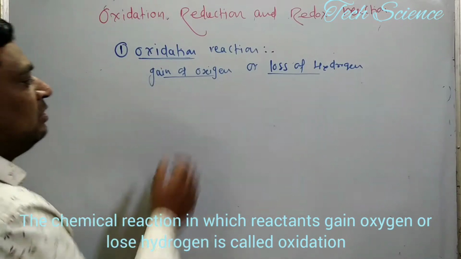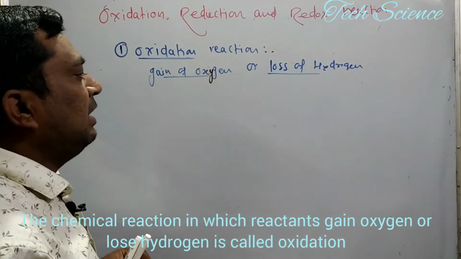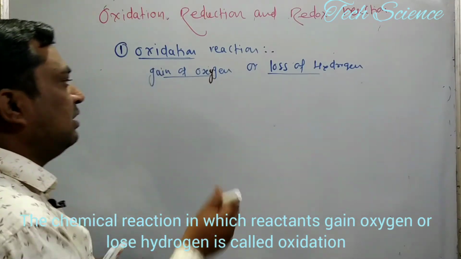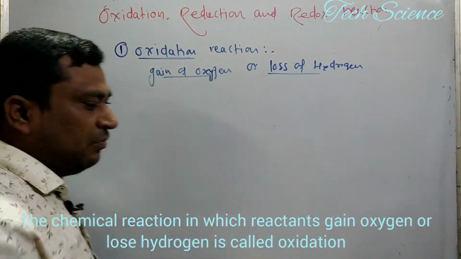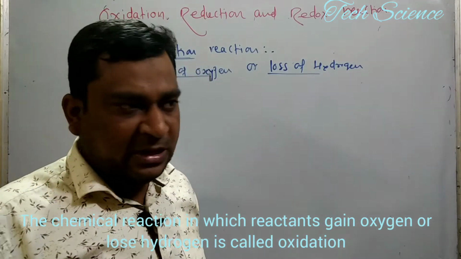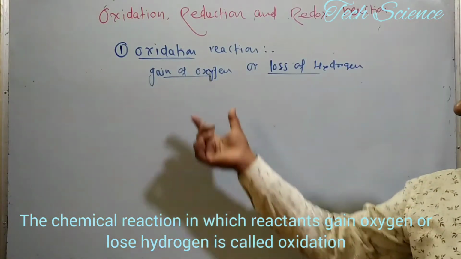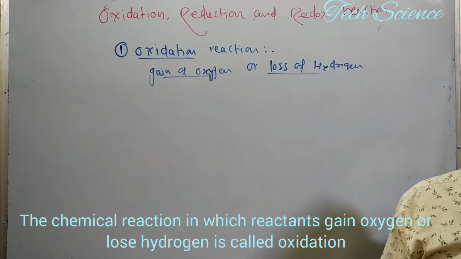Today we are focusing on these two things. Number one, there is a gain of oxygen, and number two, a loss of hydrogen. Regarding gain of oxygen and loss of hydrogen, what kind of chemical reactions are there? We can observe any kind of example, any chemical reaction where you find either a gain of oxygen or a loss of hydrogen.